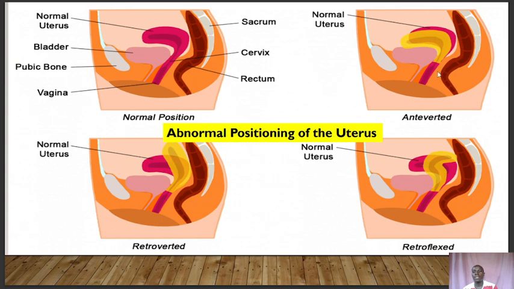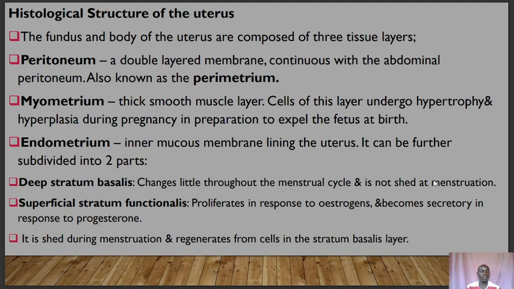But in the anteverted one, you can see it is excessively anteverted. While the retroverted, you can see it is above the vagina. So we are saying that there's a high chance that it will prolapse. This is the normal position, and this is the abnormal position. The retroflexed, now you can see how it is shaped. So those are the abnormal positions of the uterus.